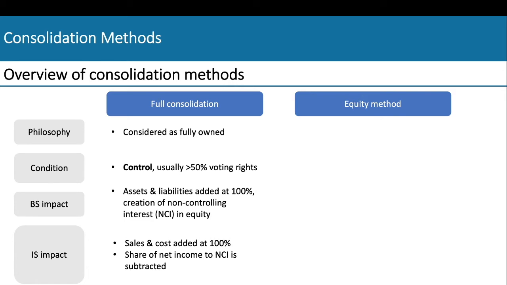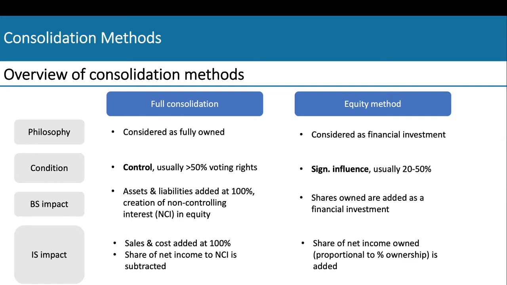In the full consolidation, the philosophy is that you're considering the subsidiary as fully owned. The condition for this is that you own more than 50% of the voting rights. The assets and liabilities are added at 100% and you create a so-called non-controlling interest. The sales and costs are also added at 100% and a share of net income attributable to the non-controlling interest is subtracted.